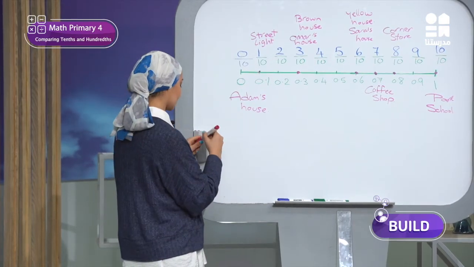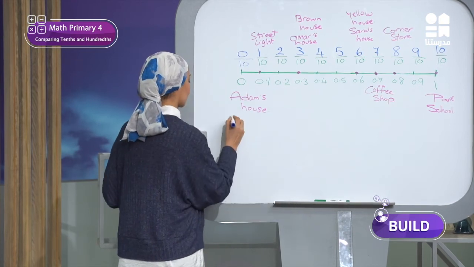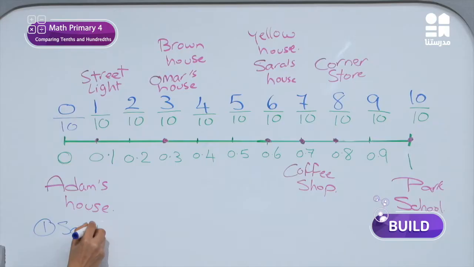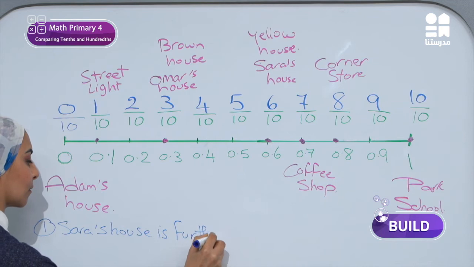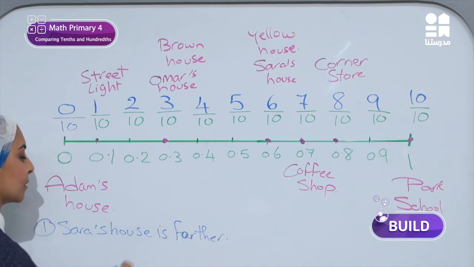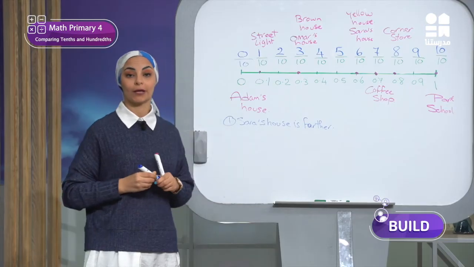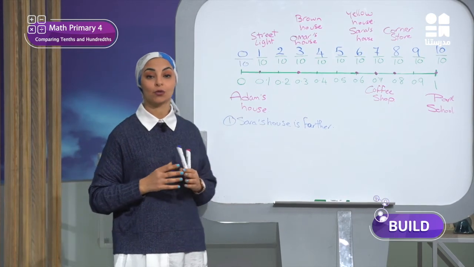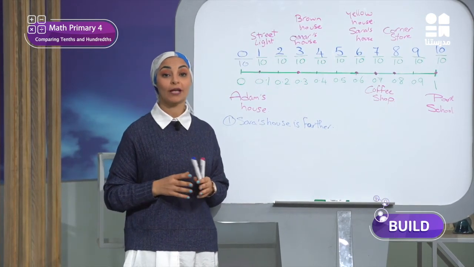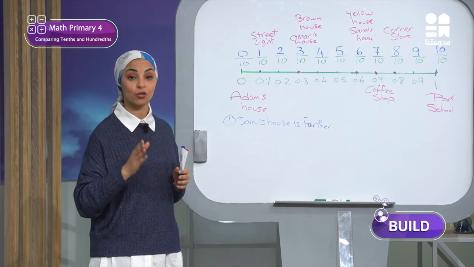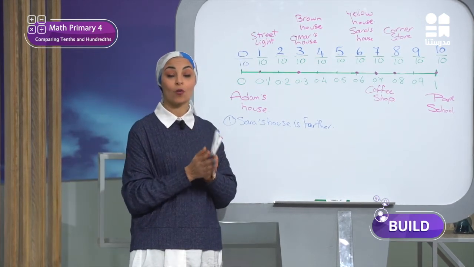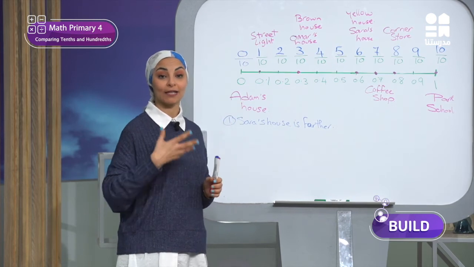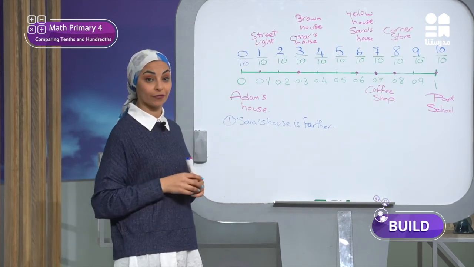تعالوا نكتب كده number 1. Sarah's house is further. Further يعني أبعد. Okay. Now in the second question we want to know if Adam on his way to the school وهو رايح المدرسة بتاعته passes by the coffee shop ولا corner store first. يعني عدى على الكوفي شوب ولا الكورنر store first.